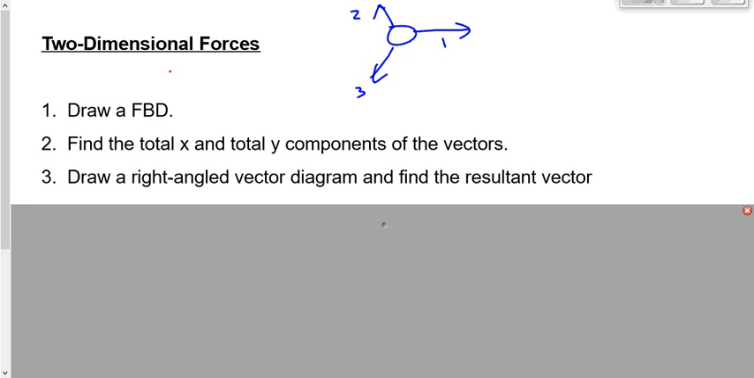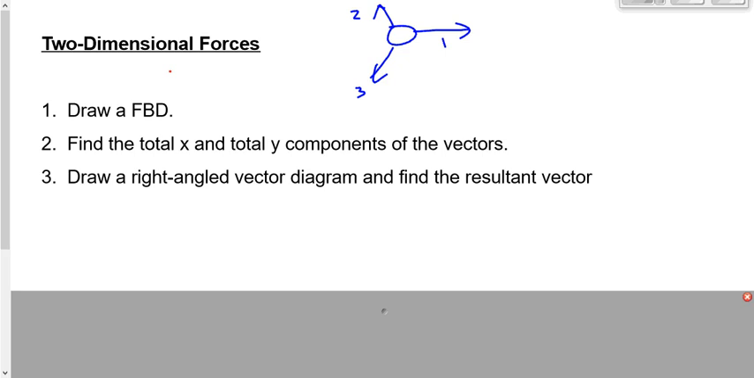Now, once you've got a right angle vector diagram and you find the resultant vector, you're done. How are we going to find the resultant vector, though? Well, the Pythagorean theorem and the tan function gives us the angle, just like it did back in our last unit adding displacement vectors. Let's do an example. It's the best way to show you what this stuff really means here. Do an example.